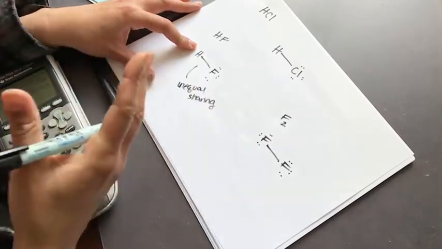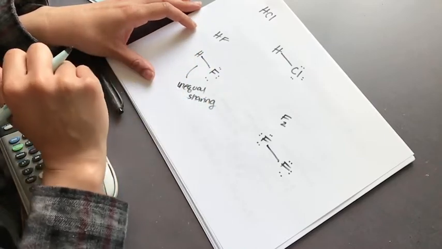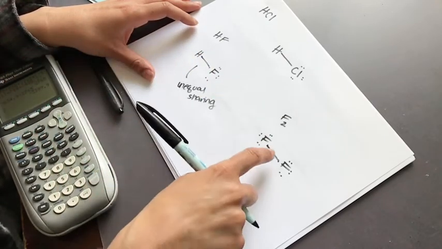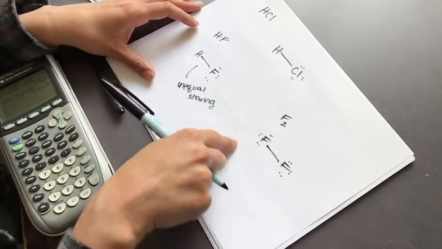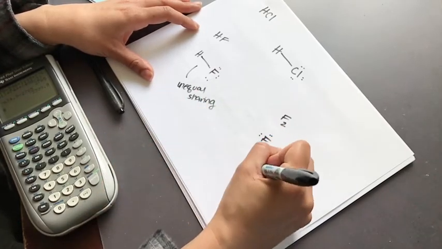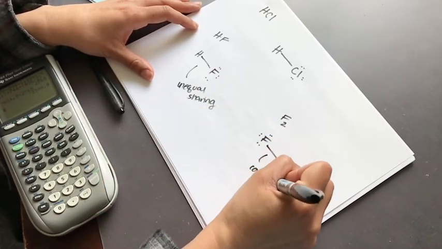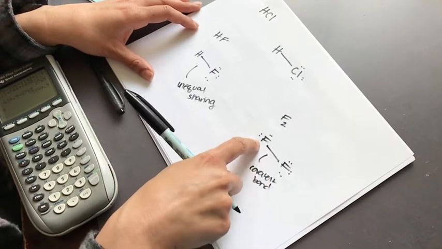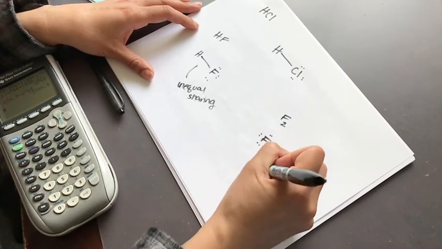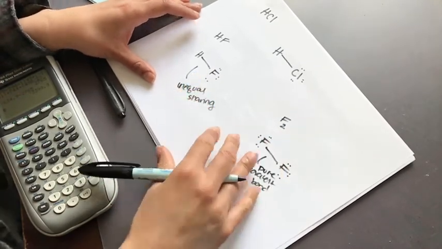So it's a covalent bond, but it's not a covalent bond where the electrons are completely shared. Fluorine and fluorine here are completely equal, so this is just a covalent bond. Since there's absolutely 0 difference between these 2 fluorines, we call this a pure covalent bond.